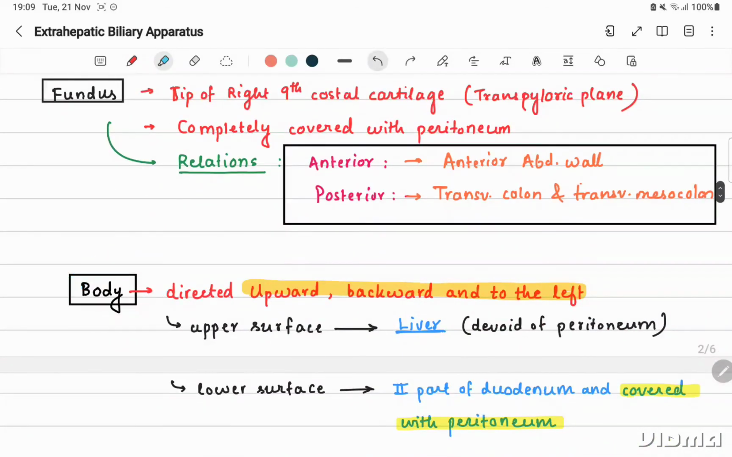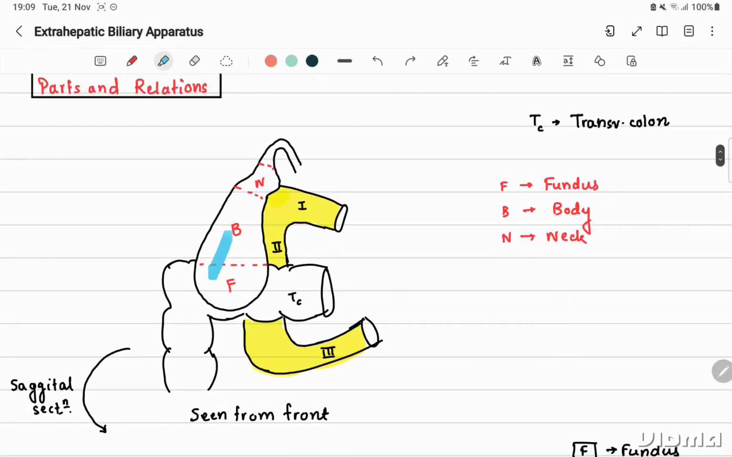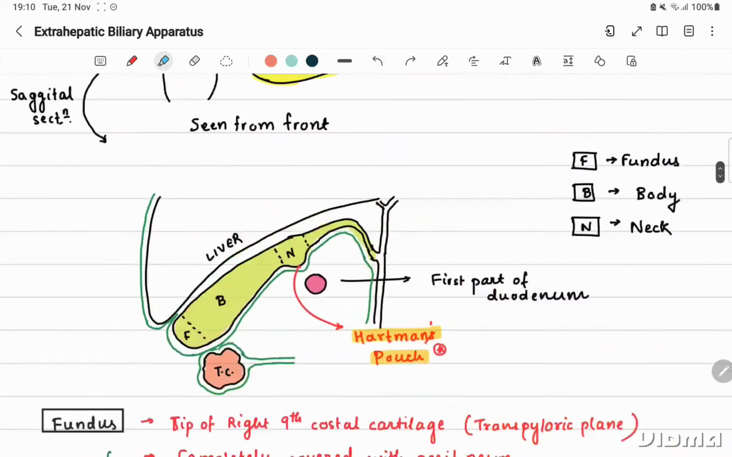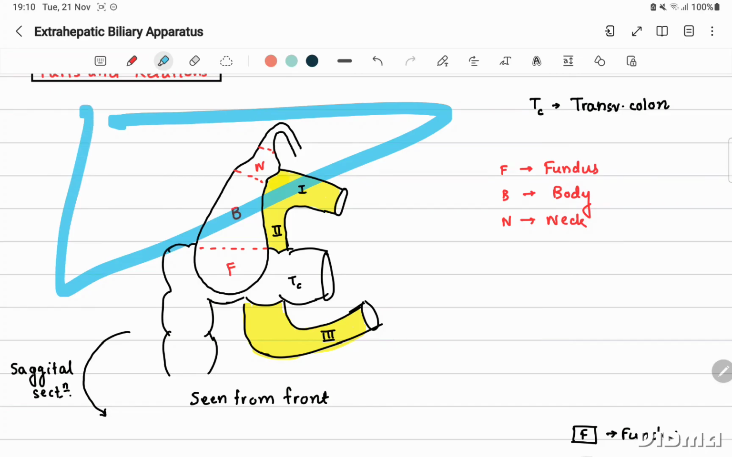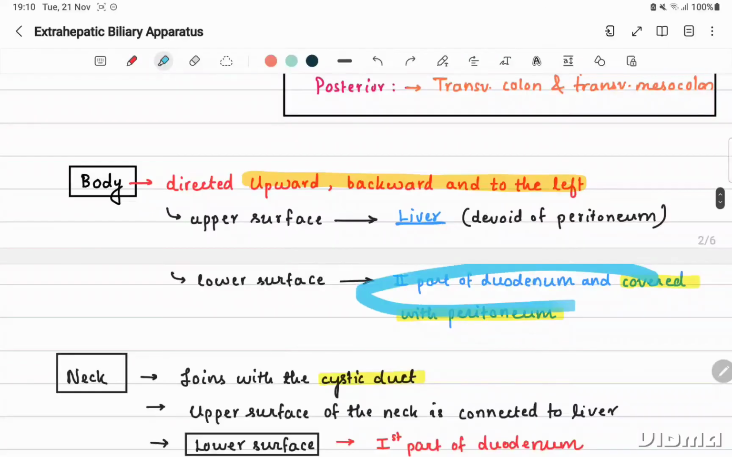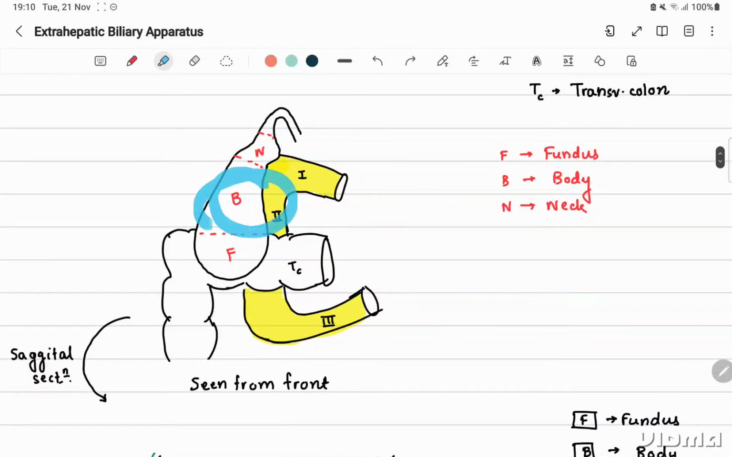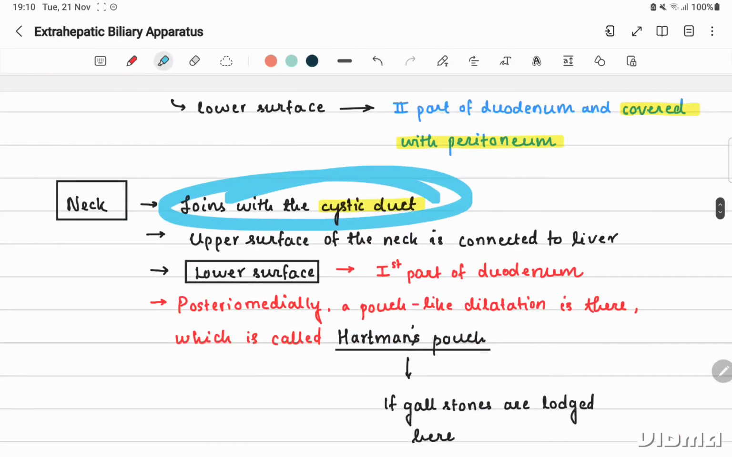Then we have the body. The body is directed upward, backward and to the left, somewhere like this. The upper surface of the body is related to the liver, and the lower surface is related to the second part of the duodenum and covered with peritoneum. You can well appreciate, I told also. And talking about the neck, the neck joins with the cystic duct.